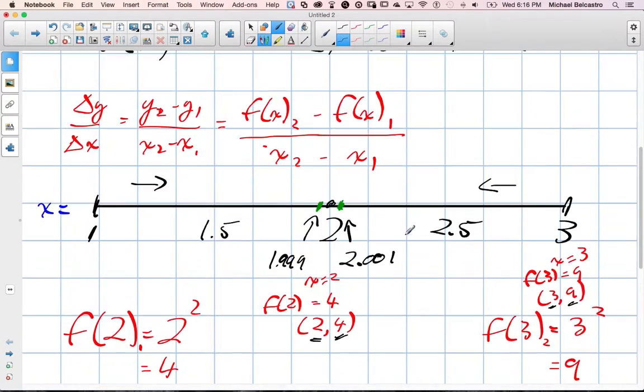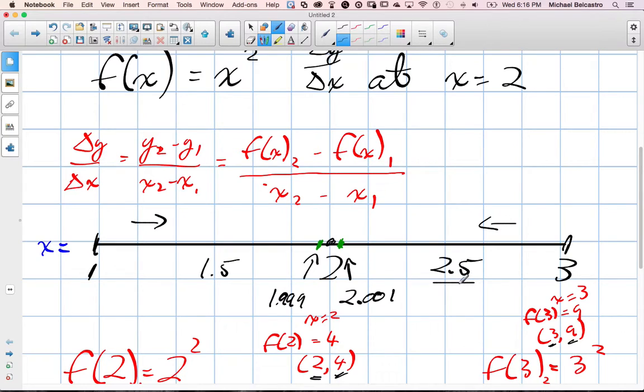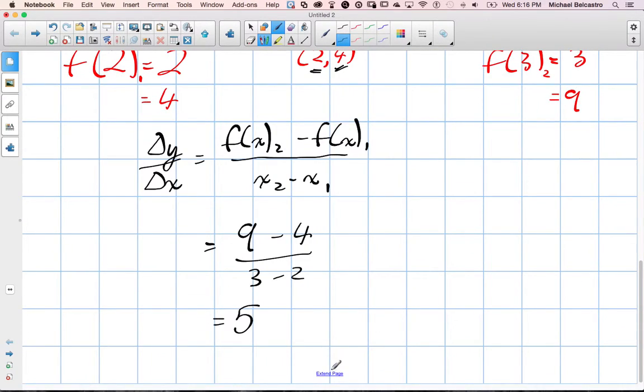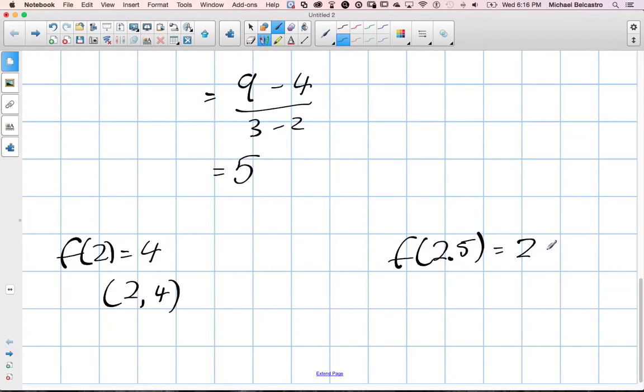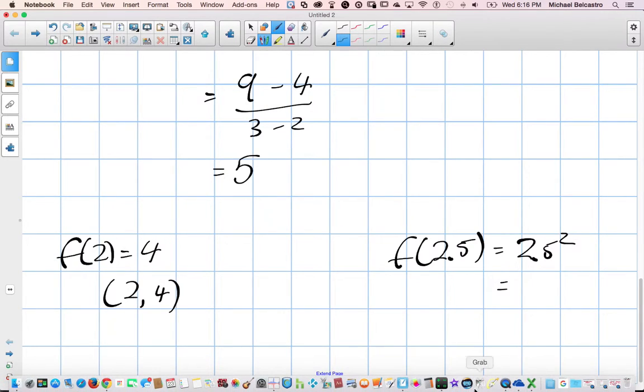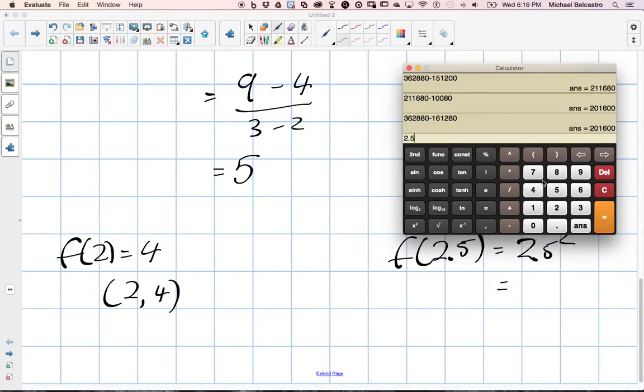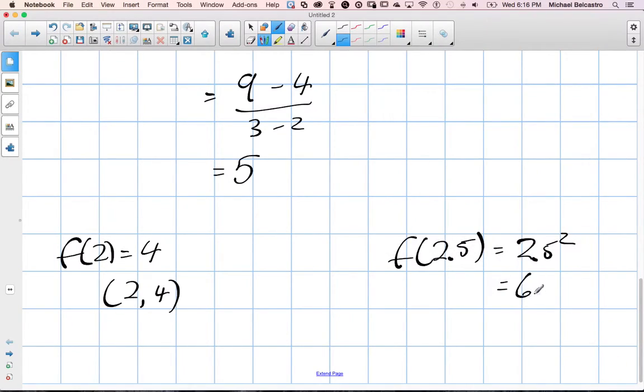So let's go down our list. We can use 2.5 if we like. I'm going to use a calculator as we go through this, but we already know f at 2 is going to be 4, right? We've already figured it out. So our coordinate is 2, 4. We don't have to do any calculations there. So let's try 2.5 and see if we can get a better slope or rate of change. This becomes 2.5 squared, which equals 6.25. Okay, so our y value is 6.25, and our coordinate is 2.5 and 6.25.